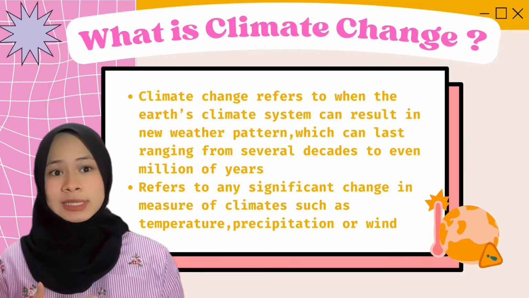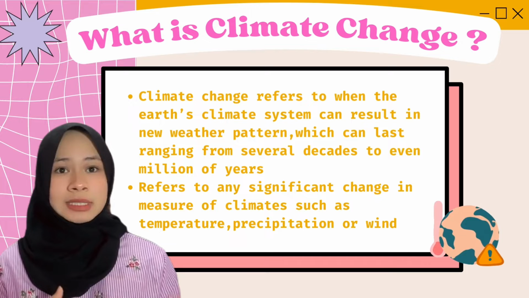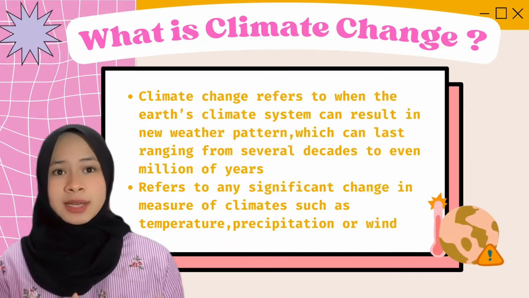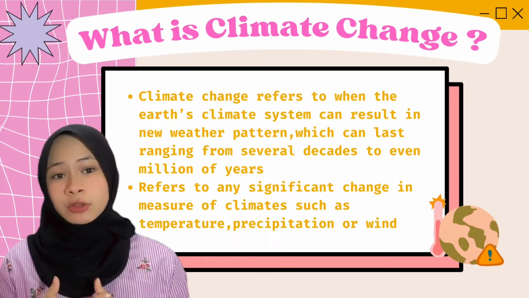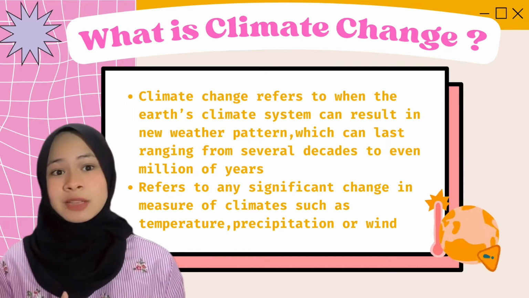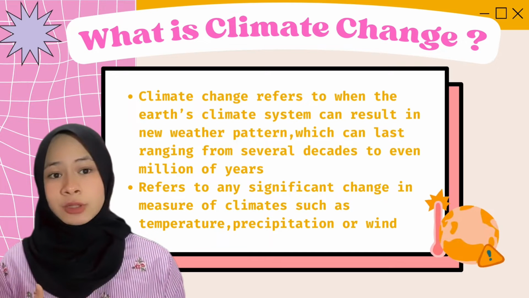So first, what is climate change? Climate change refers to when the Earth's climate system results in new weather patterns, which can last from several decades to even millions of years. Climate change also refers to significant change in measures of climate, such as temperature, precipitation, and also wind.